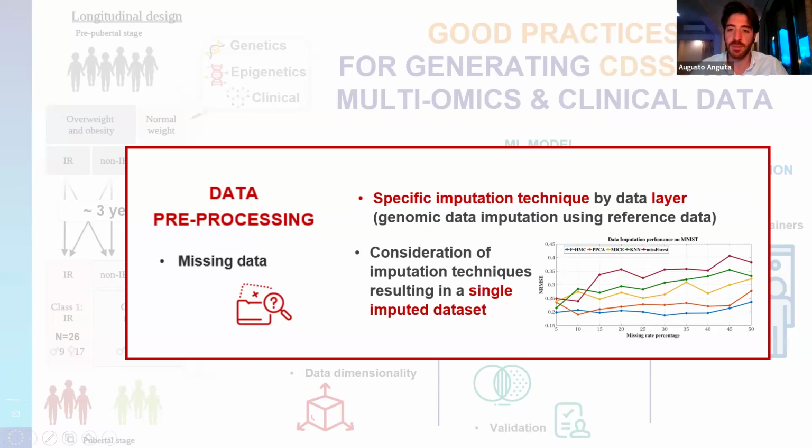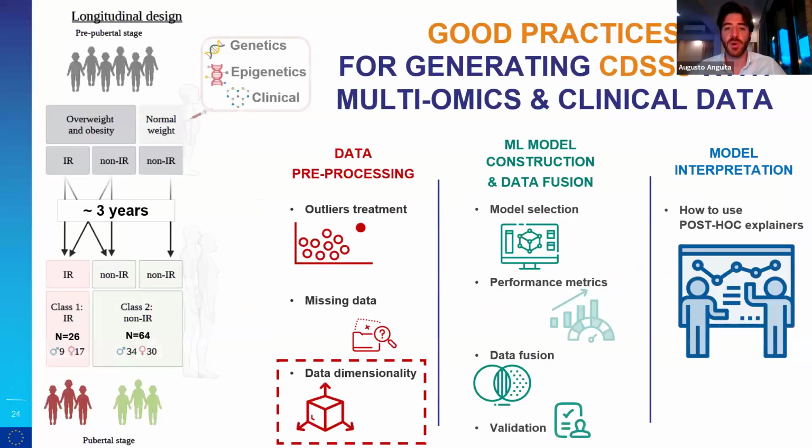This is a comparison between MissForest and other imputation techniques. We can see how, according to the missing rate percentage, MissForest normally has a good influence on model performance. And the good thing is, as I said, that we get a single imputed dataset. So this is another consideration that we need to take into account when building this kind of models.